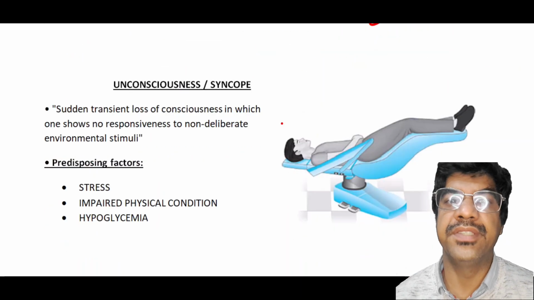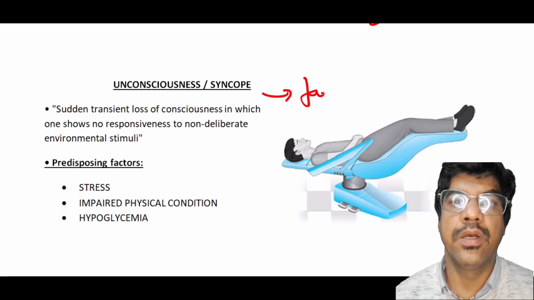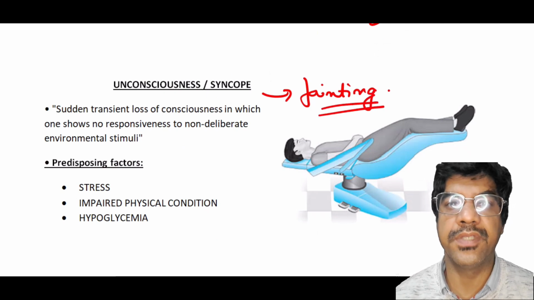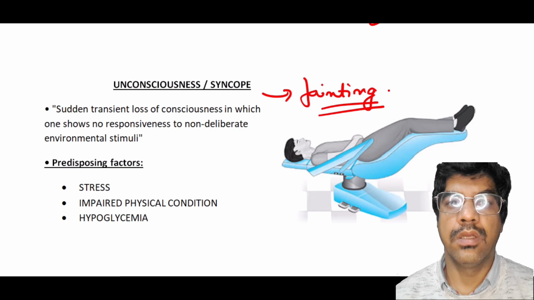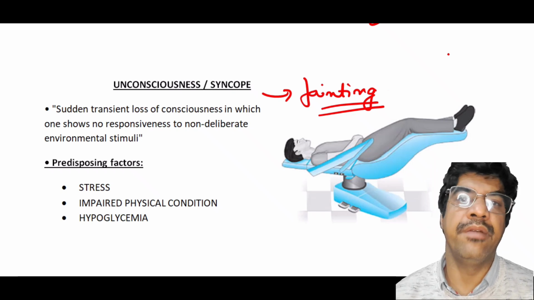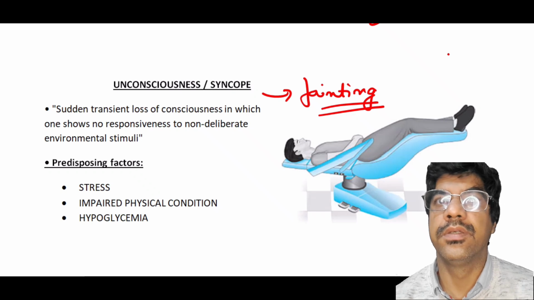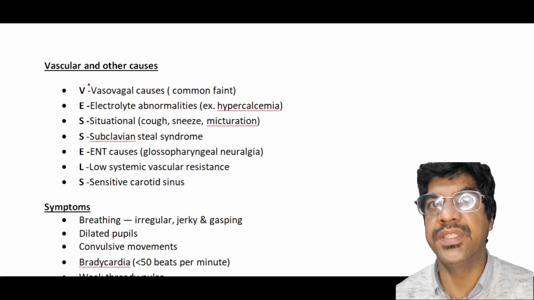The next is the syncope. Syncope, we know, is also known as fainting or unconsciousness, that is characterized by sudden and temporary loss of consciousness. The predisposing factors can be stress, impaired physical condition, and hypoglycemia. So remember the mnemonic VESSELS.